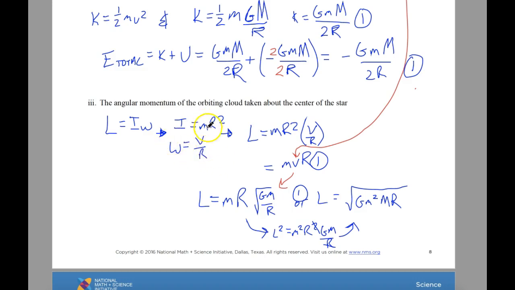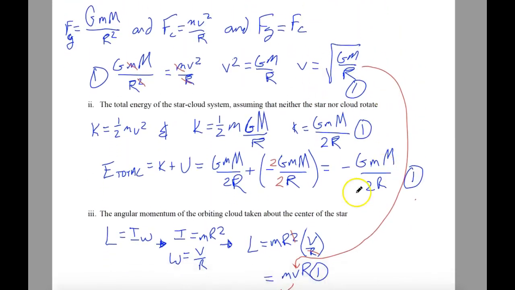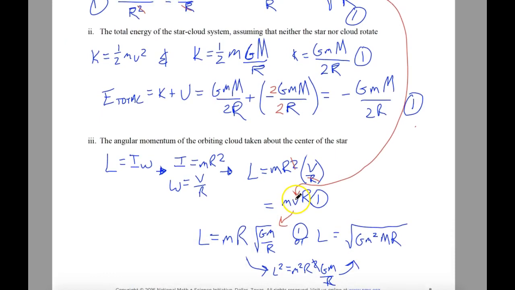We're going to plug these two things in. And when we do that, notice that 1/r crosses off on the bottom and our r squared crosses off, and we end up with mvr. Now we're going to plug in the speed that we had up top. So here's our speed again. It gets plugged in for the speed here. So we have m times r times the square root of g times m over r.